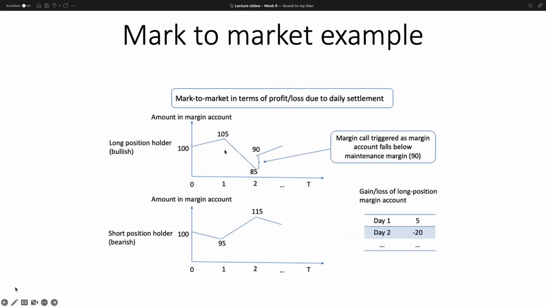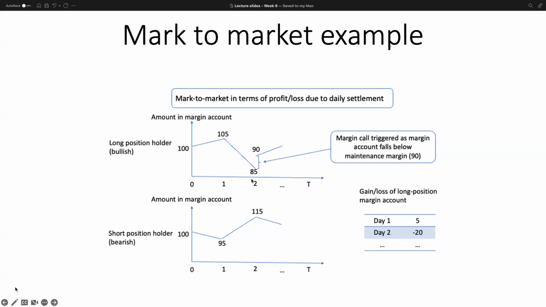So what happens is that on day one, the assets increases in price. So that realizes as a profit for the long position holder of $5 due to daily settlement. So where does this $5 come in? It comes in from the seller's margin account. So we will deduct $5 from the seller's margin accounts and move it to the buyer's margin account. So that's the money movement on day one. However, on day two, the asset price drops by $20. So there's a $20 movement from the buyer to the seller. So we go down from 105 to 85, and then the seller's margin account goes up from 95 to 115.